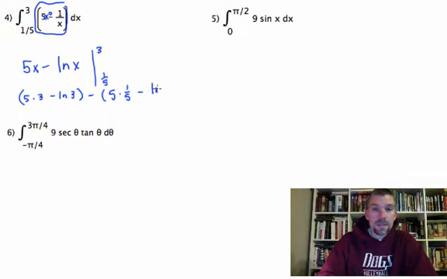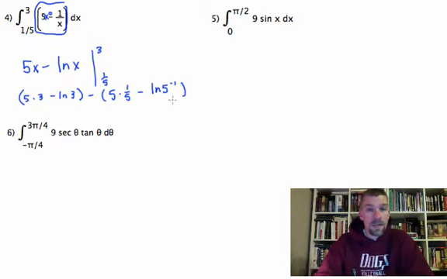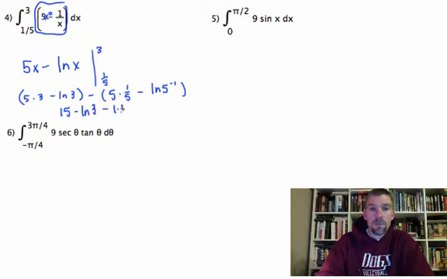And this is the same thing as natural log of 5 to the negative 1. 1/5 is the same as 5 to the negative 1. Think about what's going on there. And so then when I clean this up a little bit, I'm going to have 15 minus natural log 3 minus 1 plus natural log of 5 to the negative 1.